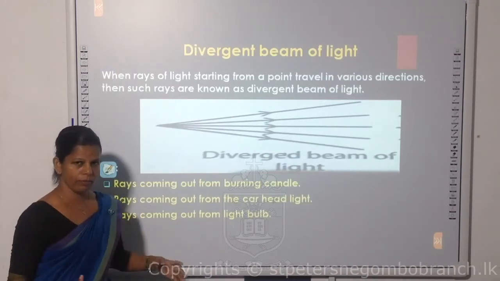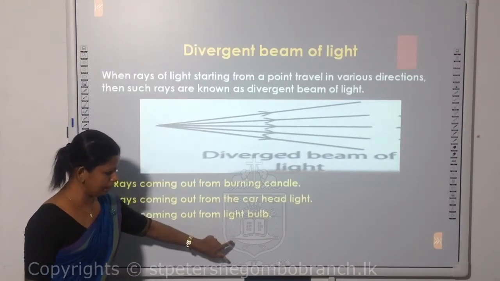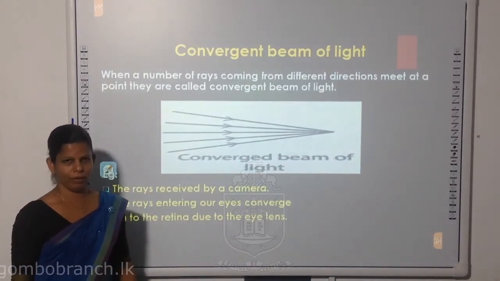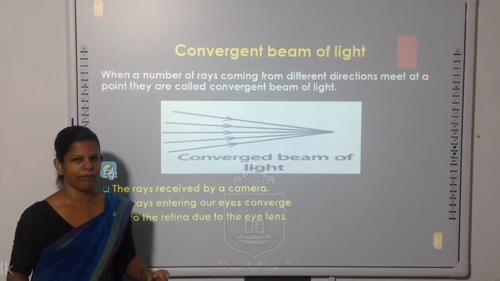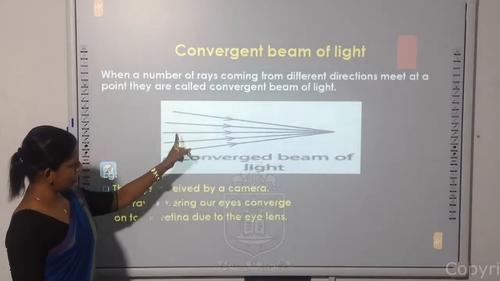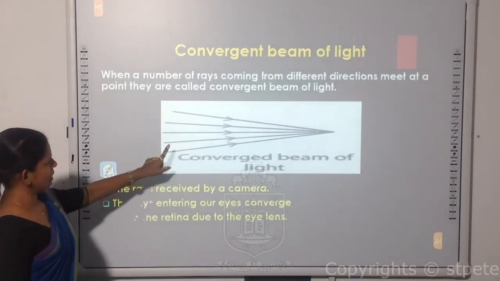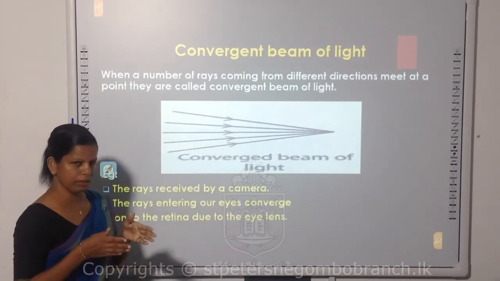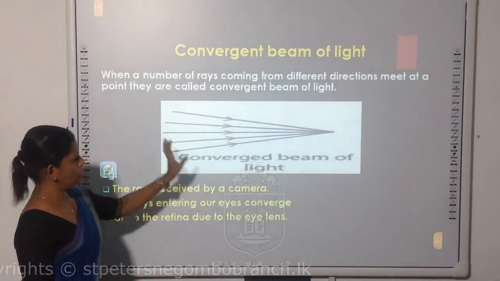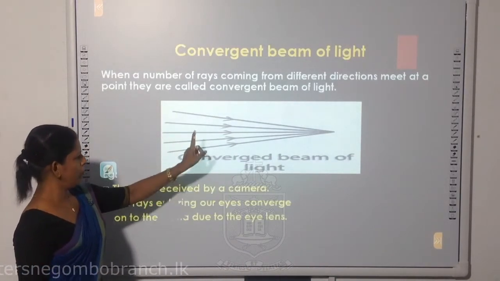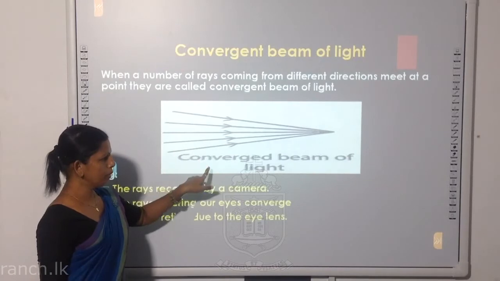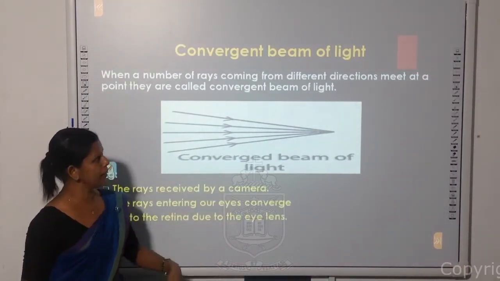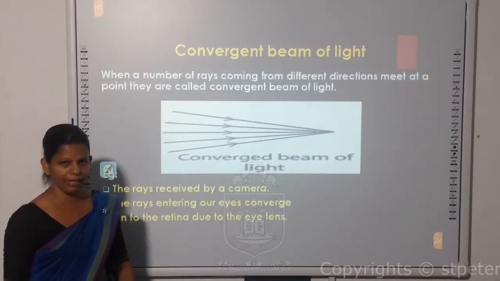So my dear children, now we are going to talk about the next type of beam of light, the convergent beam of light. What is known as a convergent beam of light? According to the diagram, you can see that when a number of rays coming from different directions meet at a particular point, that sort of beam of light we can name as a convergent beam of light. Where are the places we can see the convergent beam of light?